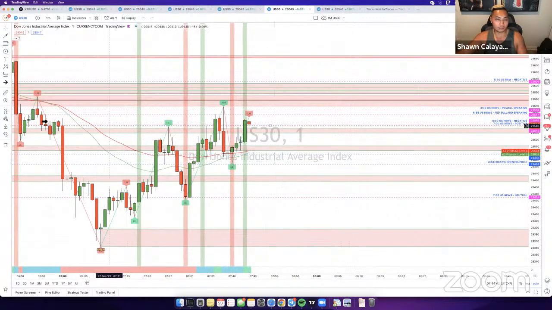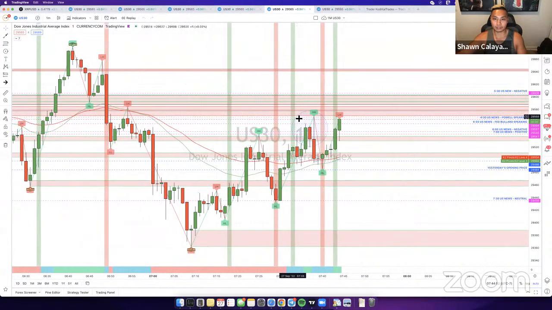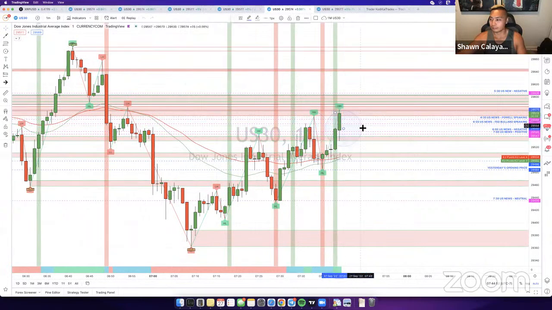Anyways, there's nothing here for us to take, guys. Price is literally at the same area. It hasn't moved anywhere. Came up right here, rejected off this area, and then again right here, same thing.